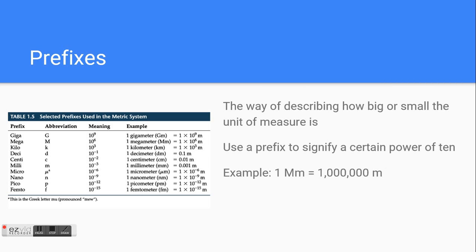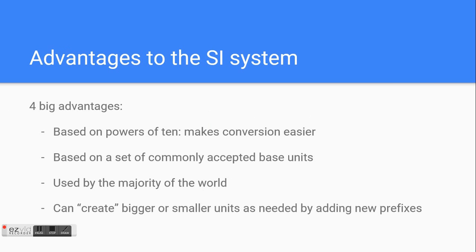You can use these prefixes as a way of doing unit conversions. Now, why use the SI system? I'm from the United States. I've grown up using inches and miles and pounds my entire life. Why switch? And I think of there being 4 big advantages to switching. The first of those is that it's based on powers of 10, which makes conversions between one type of length unit to another type of length unit easier.